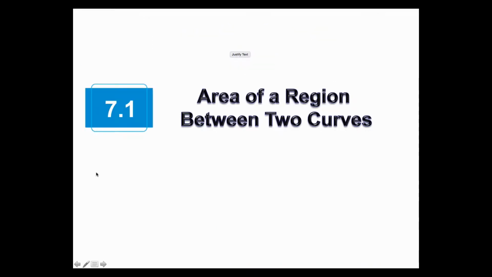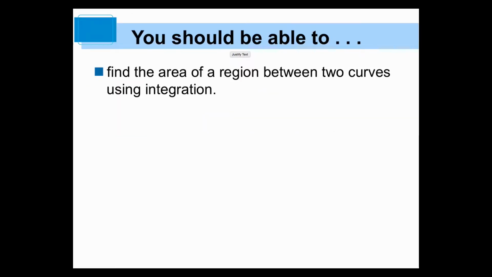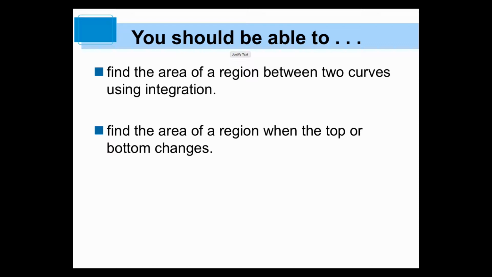We're going to start by justifying text again. I don't know why that's there. We're going to calculate the area. So we start with area first. Once you understand the area and the process, the volume's not so bad. You should be able to find the area of the region between two curves using integration. This doesn't make much sense to you now, but it will as we work our way through the slideshow.